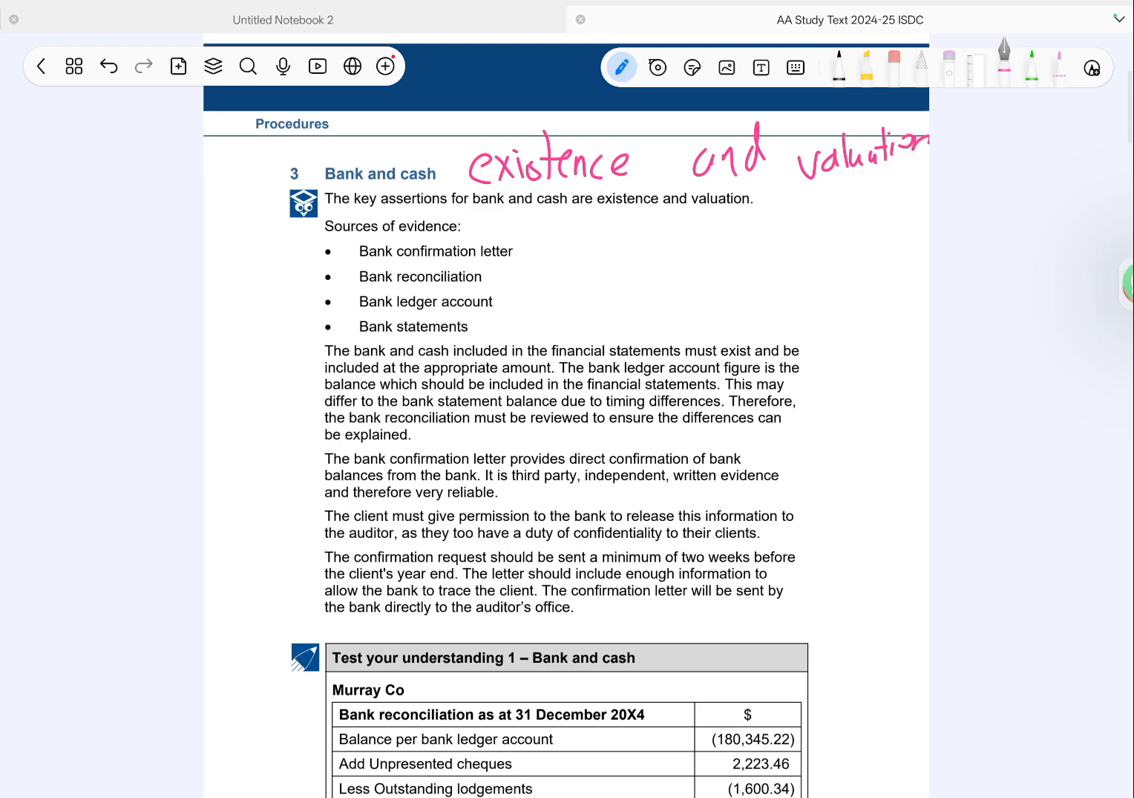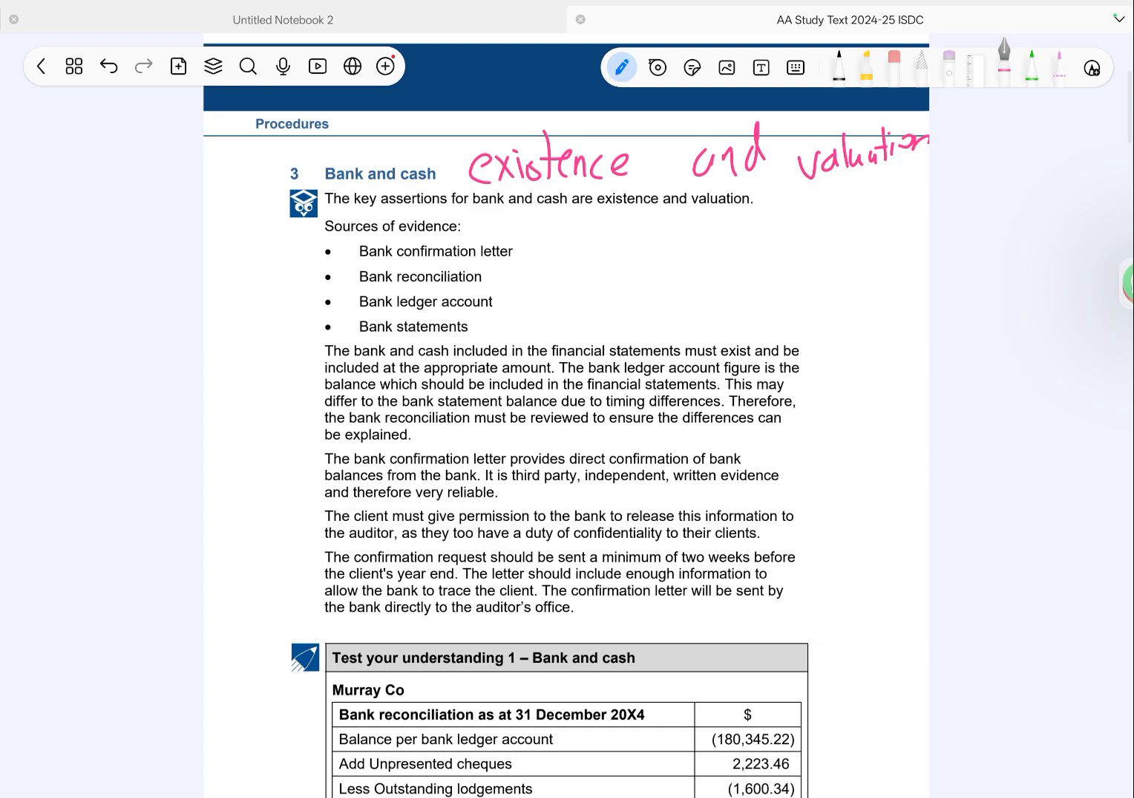The auditor needs to ensure that the cash actually exists and is recorded at the correct amount in the financial statements. There are several important sources of evidence, including bank statements, bank reconciliations, the bank ledger, and the bank confirmation letters. The bank ledger balance is the figure included in the financial statements, but it may differ from the bank statement due to timing differences. That's why the bank reconciliation must be reviewed to ensure all differences are valid and properly explained. One of the most reliable pieces of evidence is a bank confirmation letter.